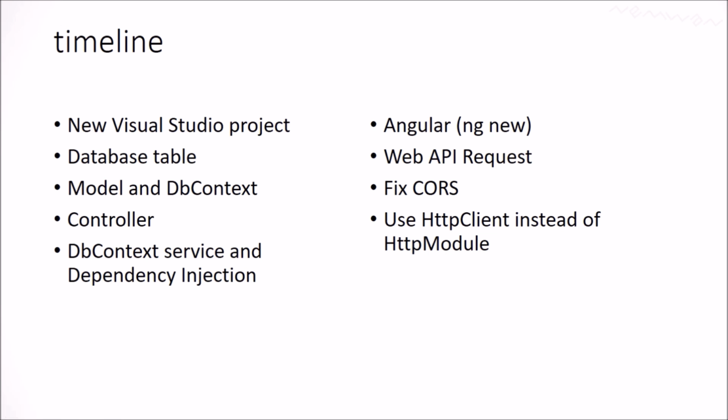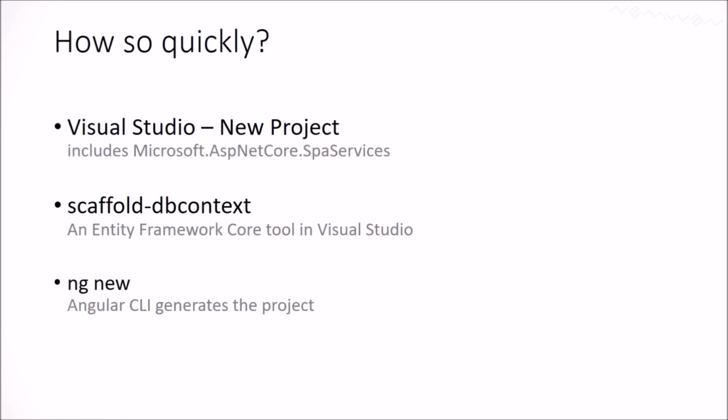And from there we'll develop a separate Angular project, and then get it to do a web API request. At that point it's going to require a fix to use CORS. And then from there, I'm going to clean up the HTTP request so that it uses HTTP client instead of HTTP module. I'll get back to showing this halfway through the project. Now, how do I do this quickly? Well, it's because I'm using a lot of the code generators that are available to me.